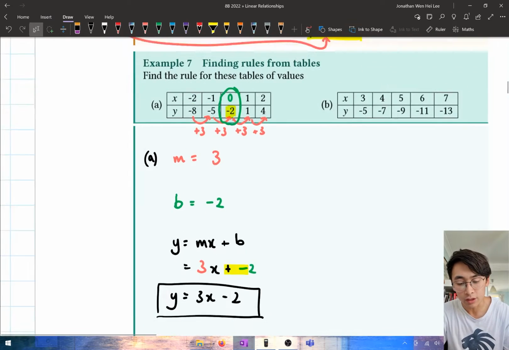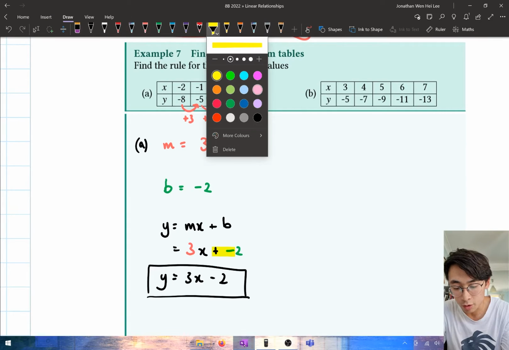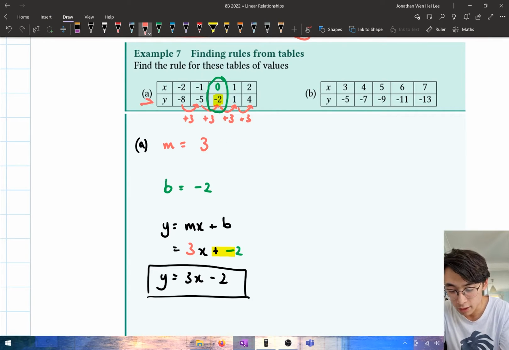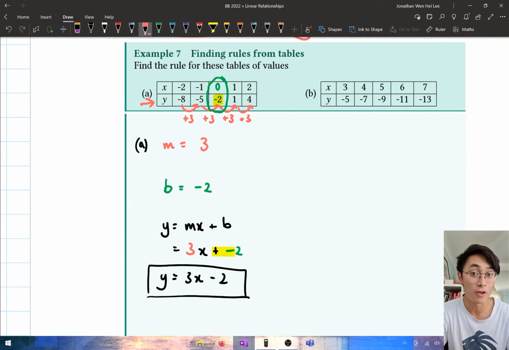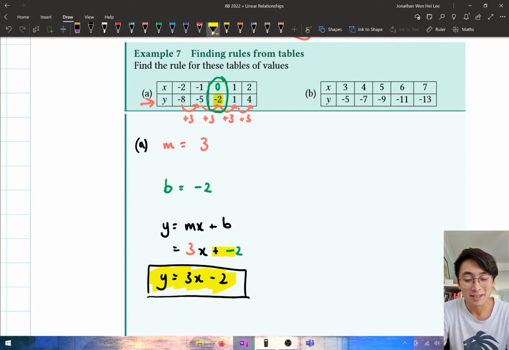So the first thing we notice is that each time I go across in the y values, I add 3 each time. And so that's why my value for my coefficient of x, m, is 3. And then if I look at the value for where x is equal to 0, this third column over here, y is equal to negative 2. And so my value for b, or the constant, is negative 2. And so I write that as y is equal to mx plus b, y is equal to 3x minus 2. Okay, so that's our first example.